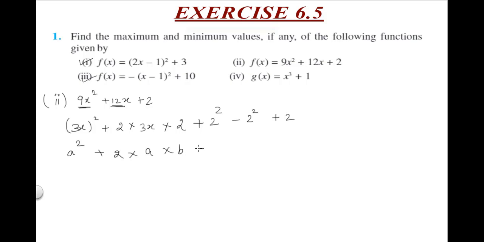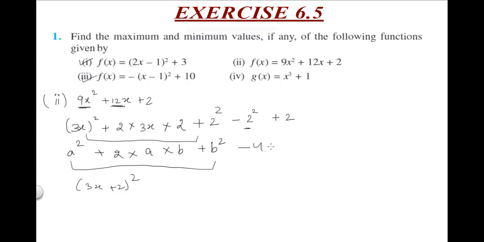So just to see, we have, using this a square plus b square plus 2ab, the three terms can be combined and written as 3x plus 2 whole square. Now minus of 4 plus 2, it will give us minus 2. Now actually this function we have written in this form.